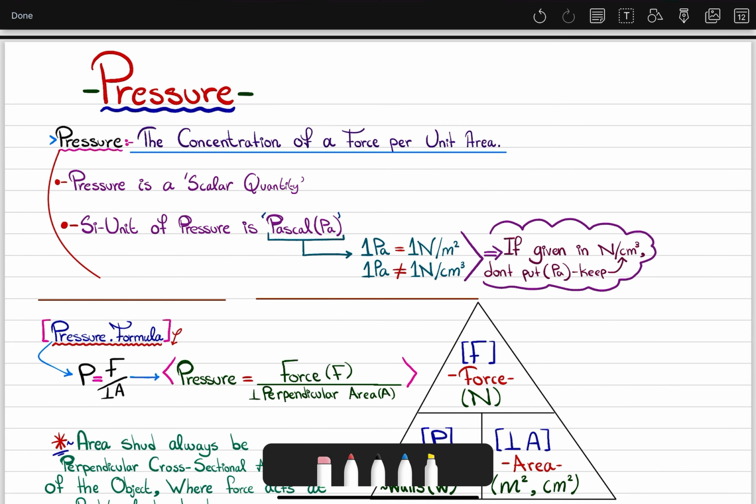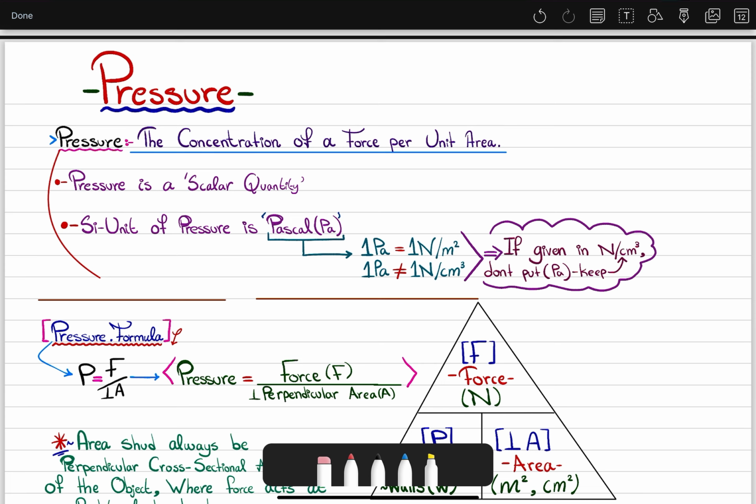Lastly, we're going to talk about pressure. Pressure is the concentration of a force per unit area. In simple terms, pressure is the force exerted per unit area, or force divided by area. Pressure is a scalar quantity because it has magnitude and no direction. The SI unit of pressure is Pascal.